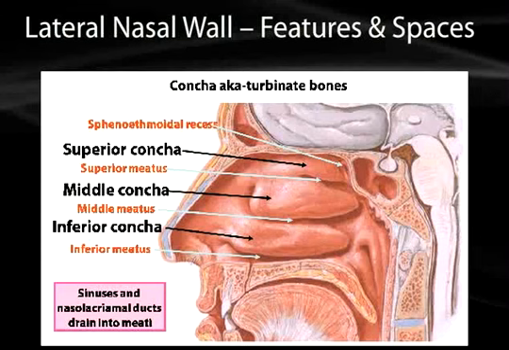Above the superior concha, you have a space known as the sphenoethmoidal recess. That sphenoethmoidal recess will have an opening in it. And then below the superior concha, we'll have the superior meatus. Below the middle concha is the middle meatus, and below the inferior concha is the inferior meatus as far as spaces go.